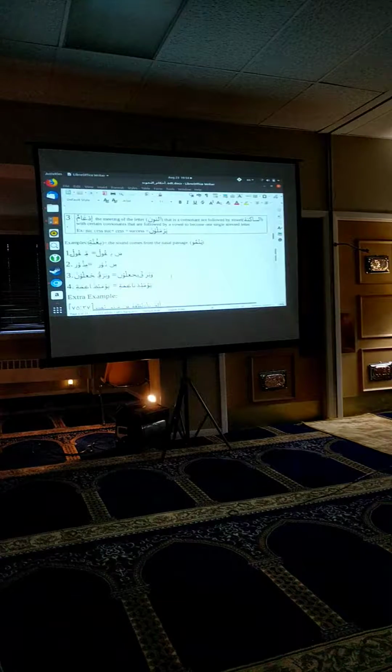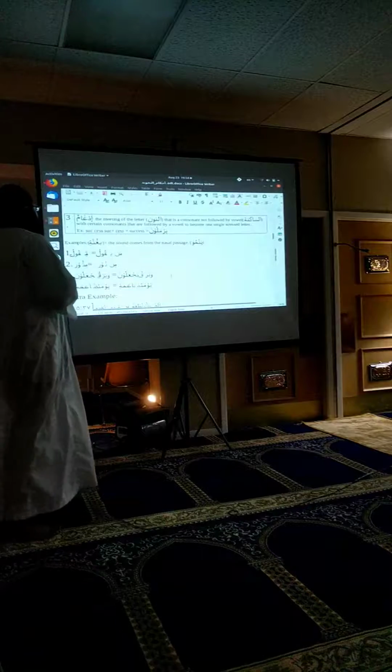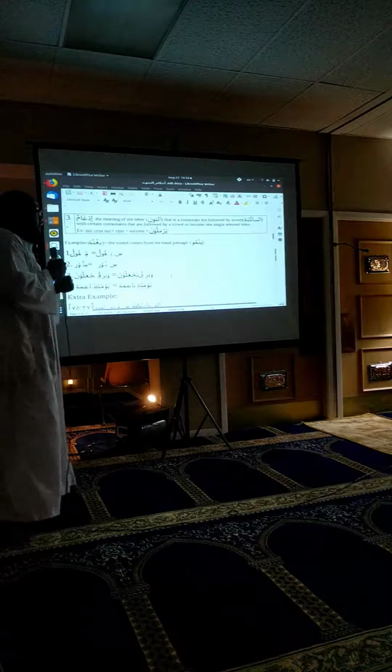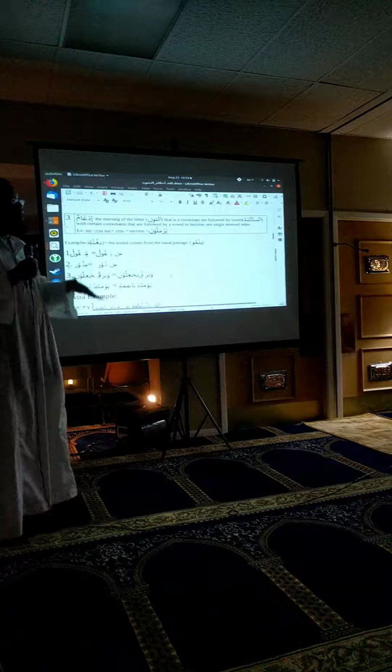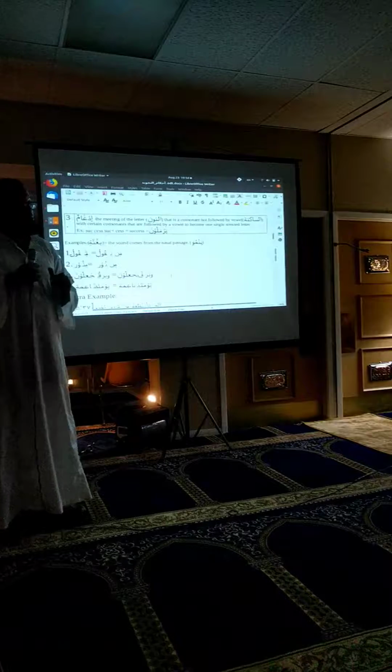Idgham. And this rule of idgham also applies to 6 letters as well. The rule of idgham also applies to 6 letters. But what does idgham mean?